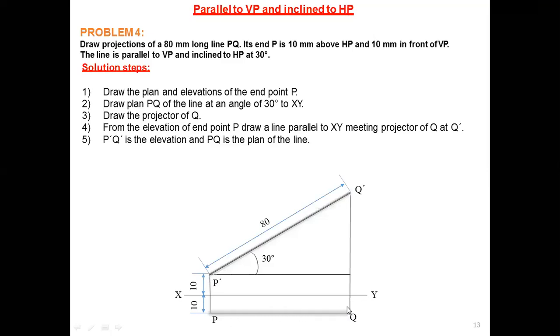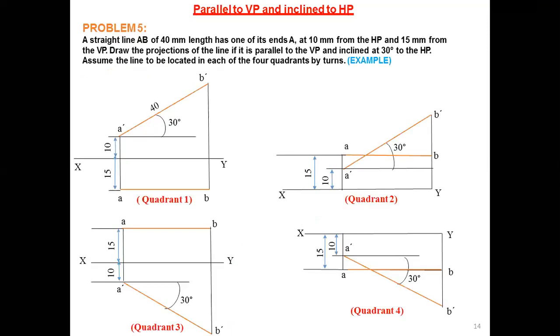Join it. And the true length line should always be thicker. See the difference of the line here. Can you see the difference? Yes. P dash Q dash is thick, and P Q is thin. Always the true length line should be thicker.